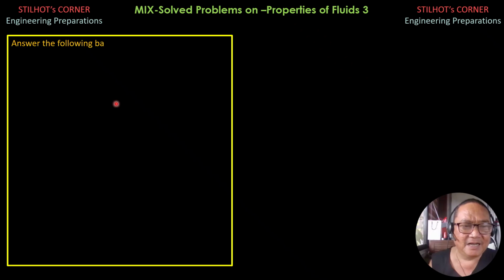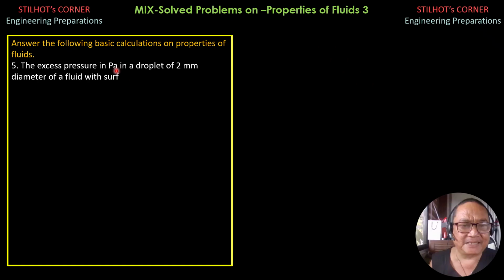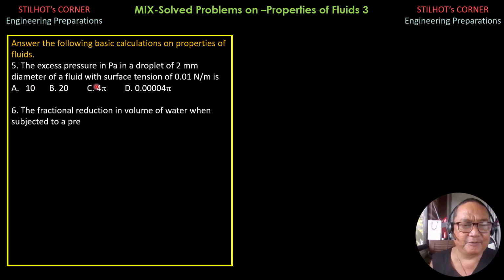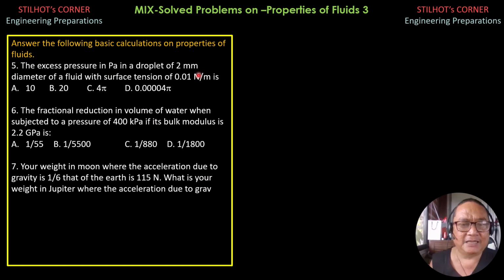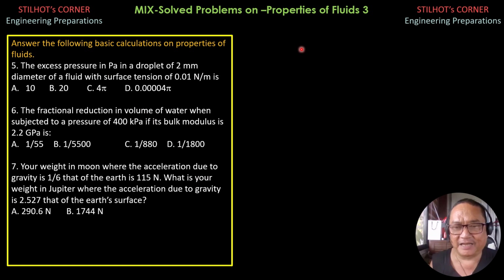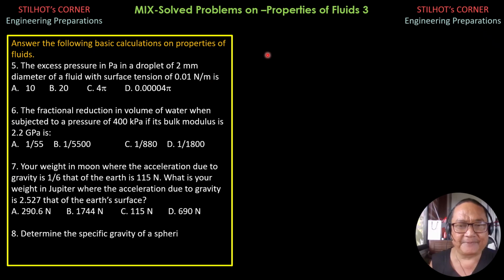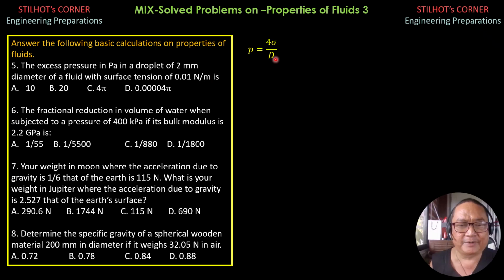So let's continue with problem 5. So number 5, the excess pressure in pascals in a droplet of 2 millimeter diameter of a fluid with surface tension 0.01 Newton per meter is, so excess pressure P is equal to 4 times surface tension divided by the diameter. If you are not familiar with the formula, you look at the video where I derived this formula in the other playlist that I have.